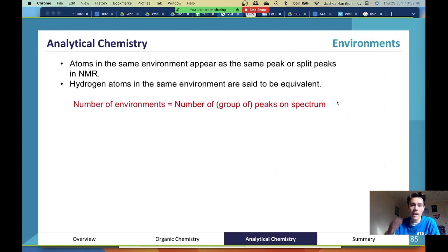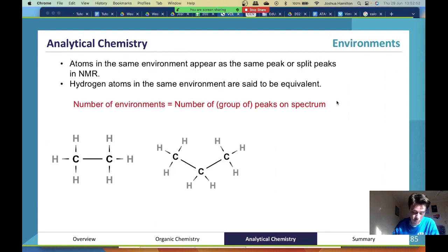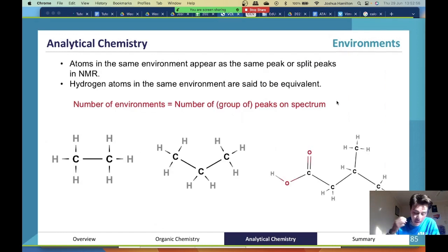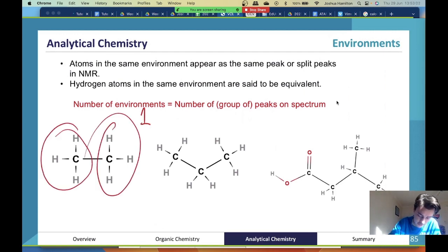Hydrogen atoms in the same environment are said to be equivalent. The number of environments equals the number of peaks on the spectrum. You've got a molecule here, which is just ethane. How many hydrogen environments are there? Well, there's 1. We're going to go through all of them. How many hydrogen environments are there here? Well, this is identical to this, so there is 1 hydrogen environment.